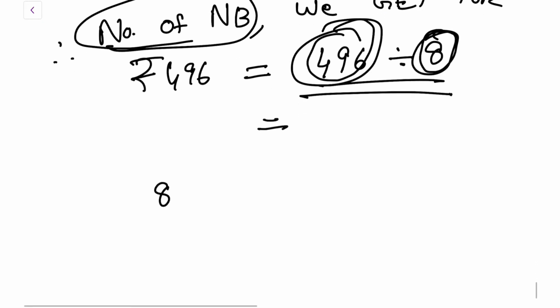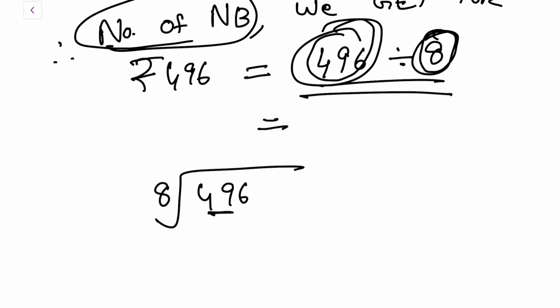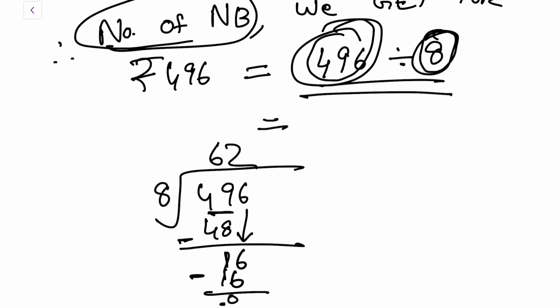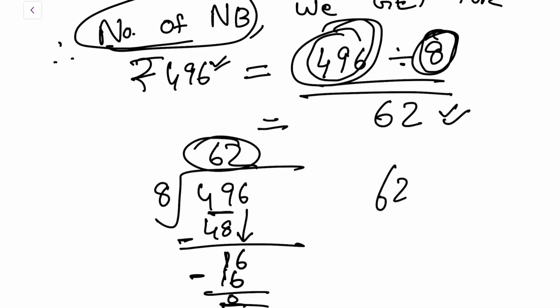If you do that, you get 496. 8 into what is 49? 8 6s are 48. That's the number closest to that. 49 minus 48 is 1. Bring 6 down, 8 into 2 is 16. 16 minus 16 is 0. So the answer is 62. So how many notebooks can you buy for 496 rupees? You can buy 62 notebooks.